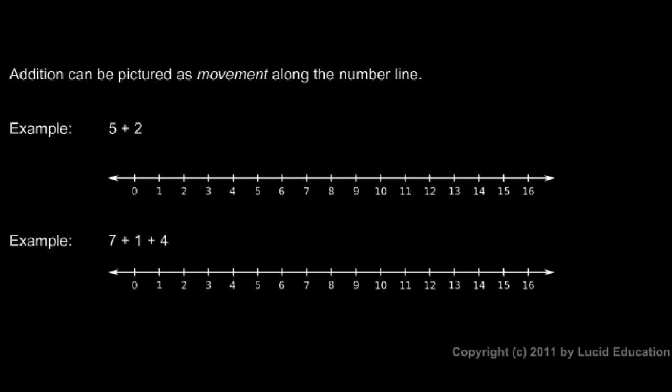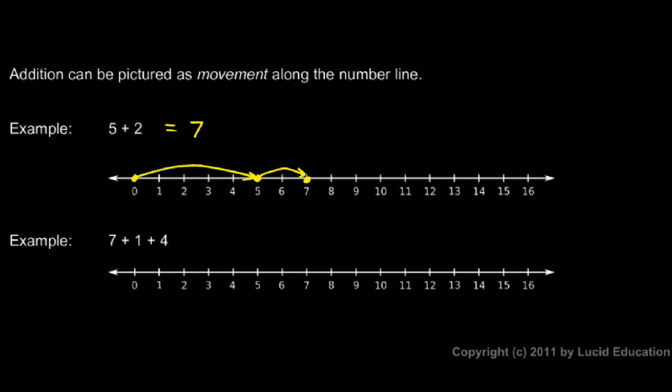Addition can be visualized as movement along the number line. So to represent 5 plus 2 on the number line, we start at 0, and then we move 5, and that puts us there at the 5. And then the plus 2 means going 2 more to the right. And so we end up at 7. And so this little picture right here tells us that 5 plus 2 is equal to 7. So addition means moving to the right on the number line.